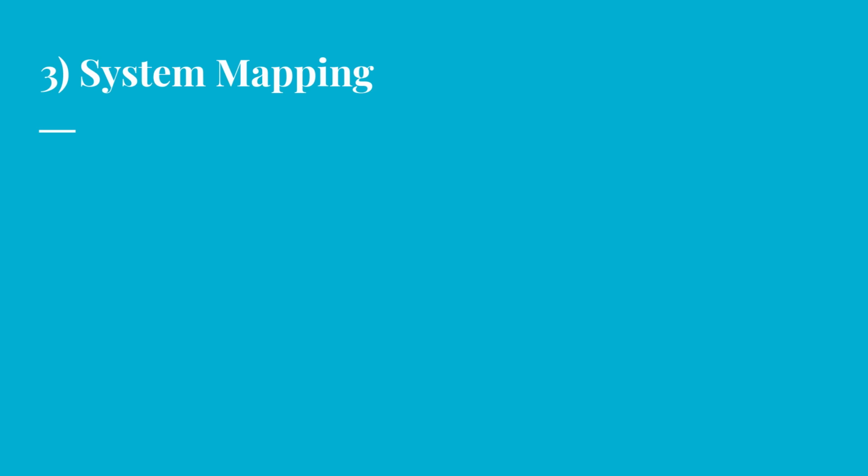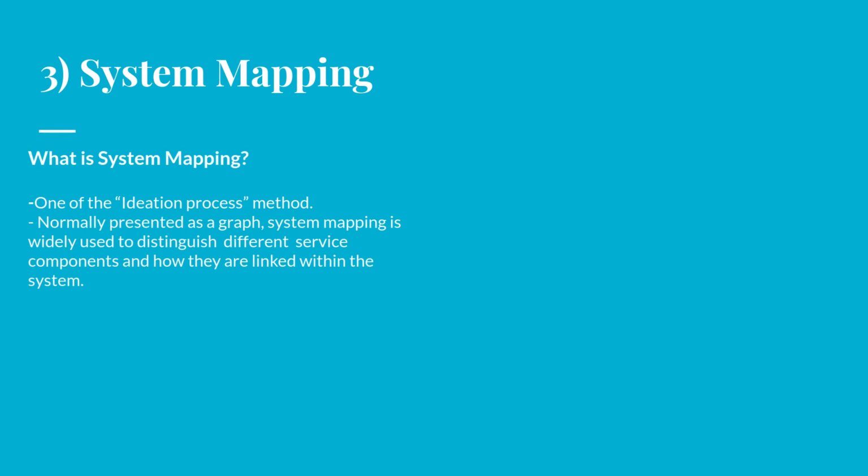System mapping is one of the pre-ideation process methods, normally presented as a graph. System mapping is widely used to distinguish different service components and how they are linked within a system. So how to create a system map?